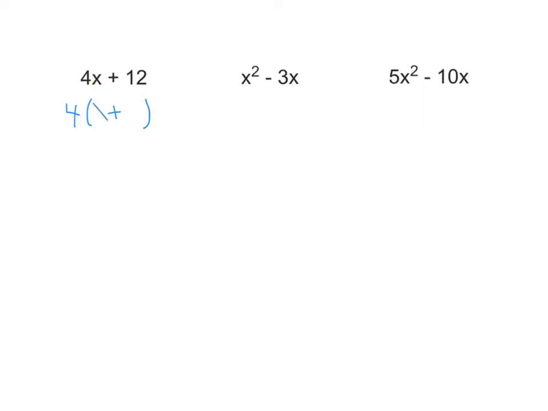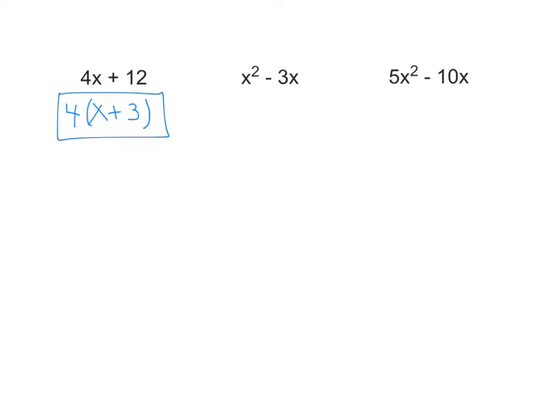Now we would have to write the 1 if that was the only thing that was left, but there's an x that remains. Then 12 divided by 4 is 3, so we need a 3 here. At this point, we're done with this problem. We've factored it completely, and if you wanted to check that, all you'd have to do is distribute the 4 back in to see if you arrive at this. 4 times x is 4x, 4 times 3 is 12, and the plus is there. We have factored out the GCF.